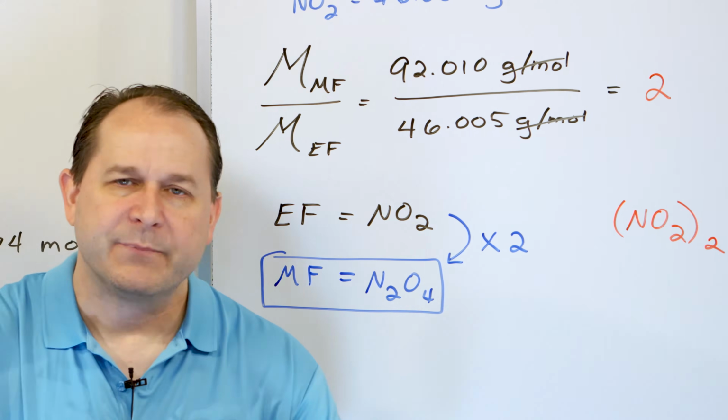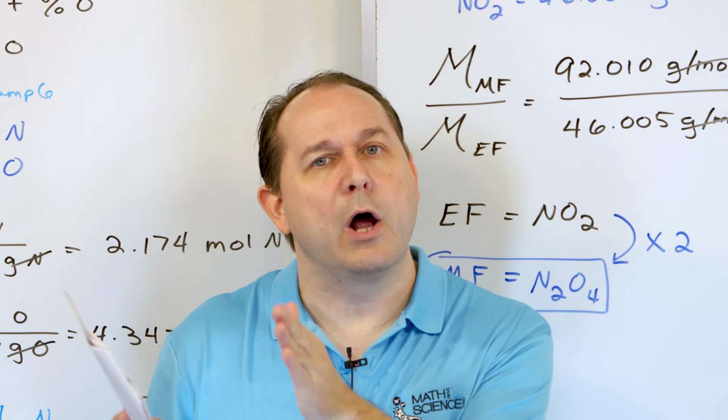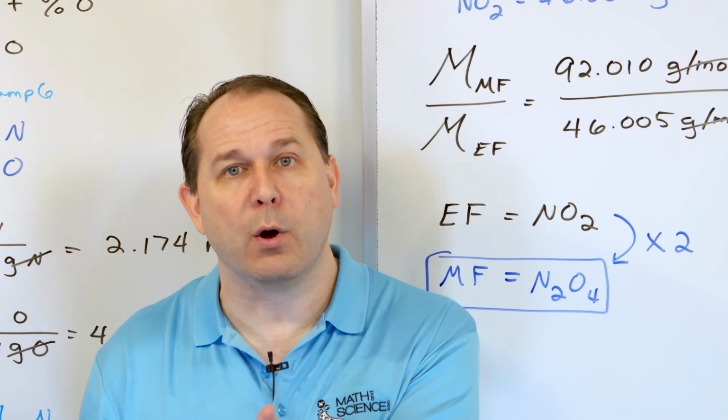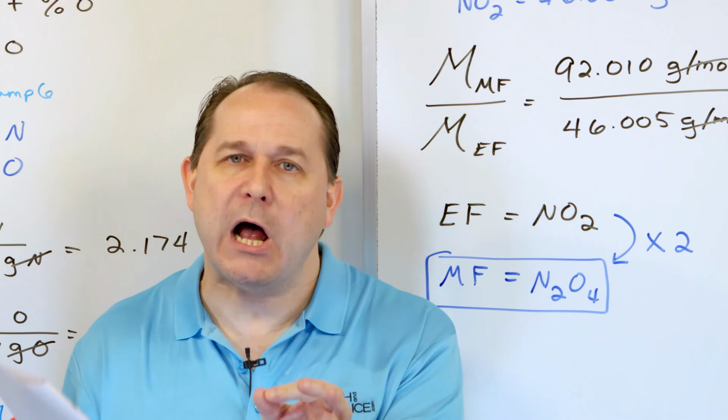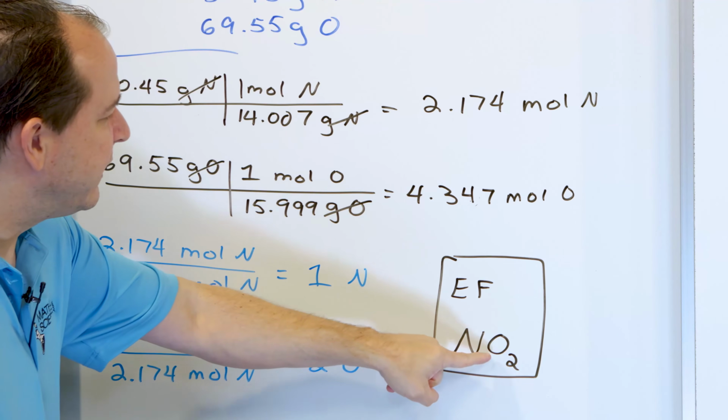So the empirical formula from experiments gives us the smallest whole number ratio of the moles of the atoms, okay? But the actual molecule, when you zoom in, isn't actually 1 atom of nitrogen and 2 of oxygen.